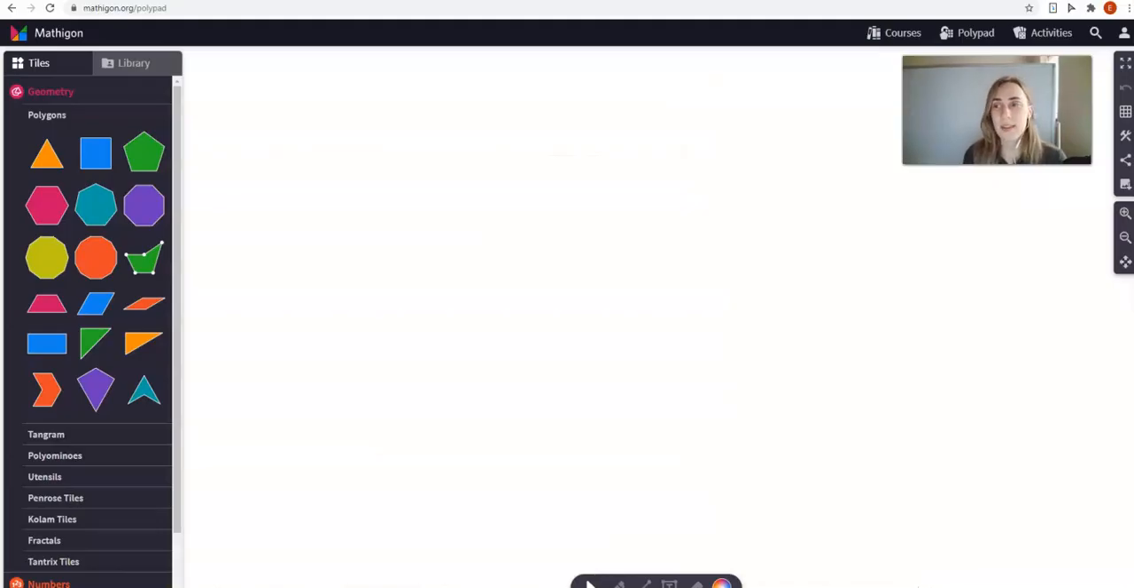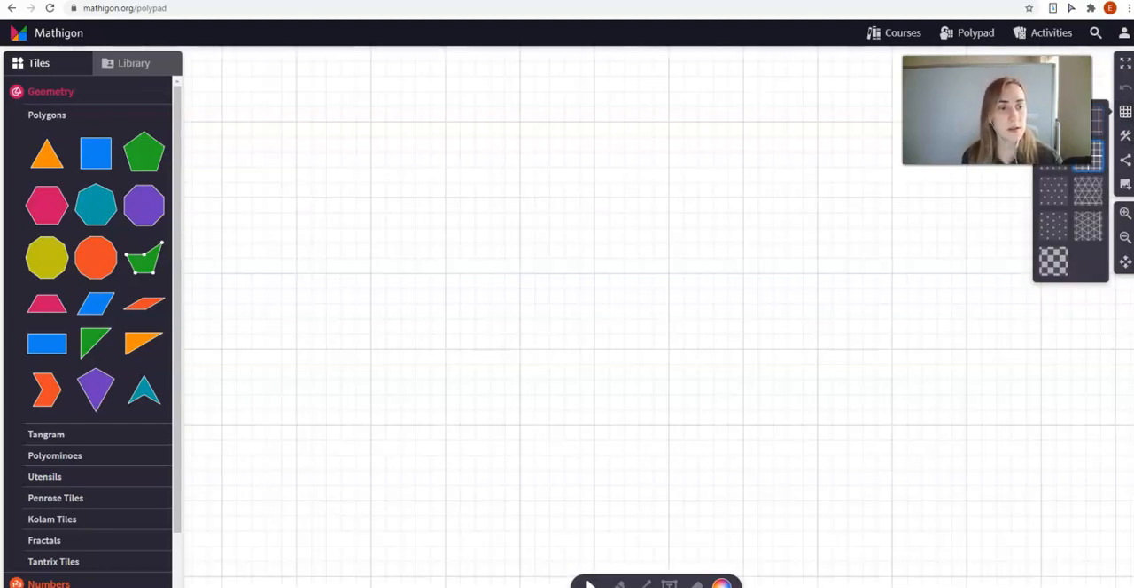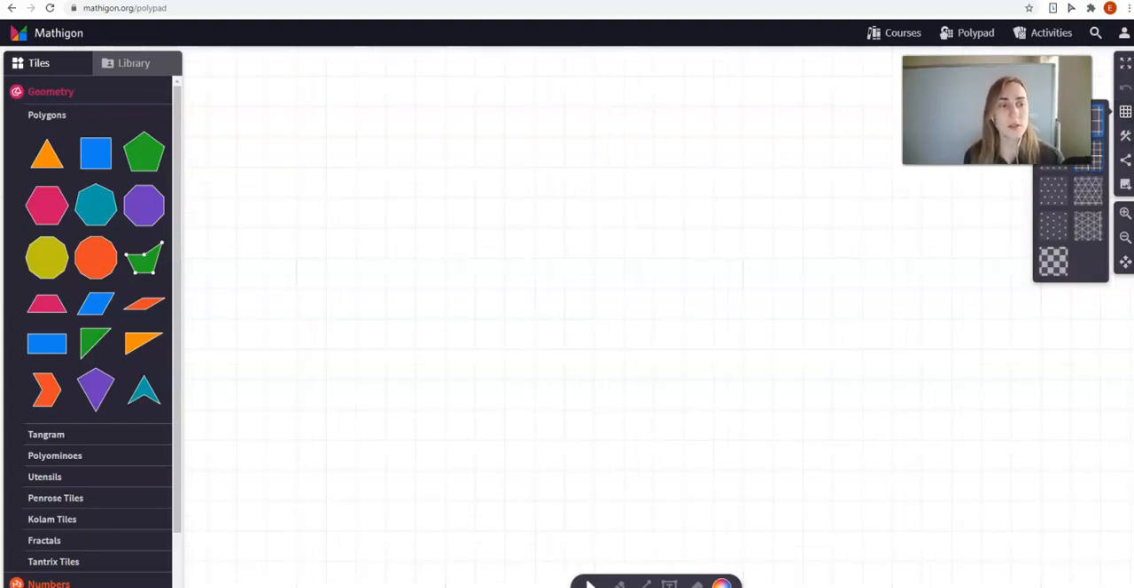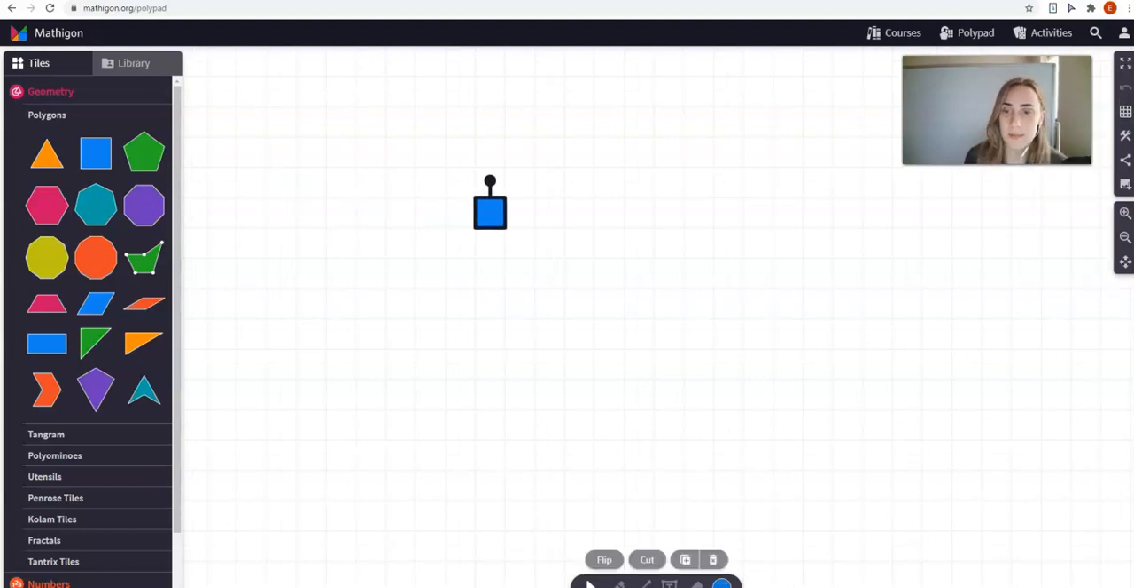So this is mathigon.org/polypad, and this is just a place that I would suggest you have students go if they're working on decomposing shapes. You can choose to have a grid in the background and change the size of the grid, and then there are all kinds of shapes here that you can drag and you can duplicate. And then that's a nice complement to the unit so that students can actually show moving around an area and decomposing and recomposing it.